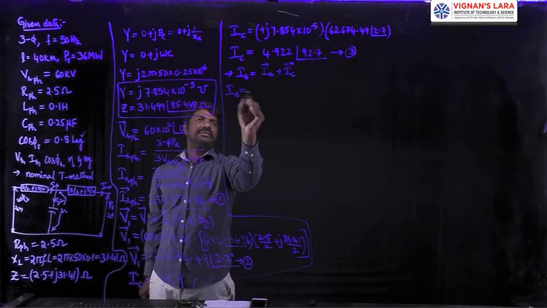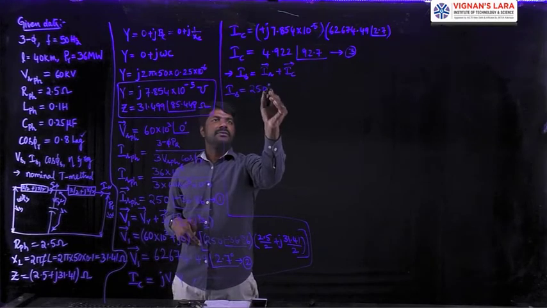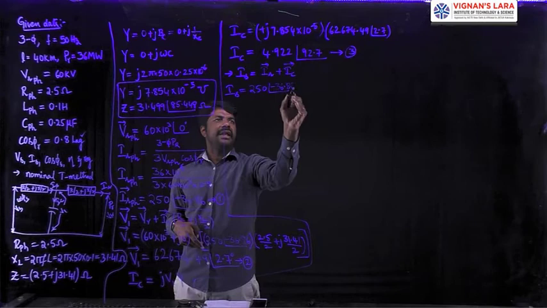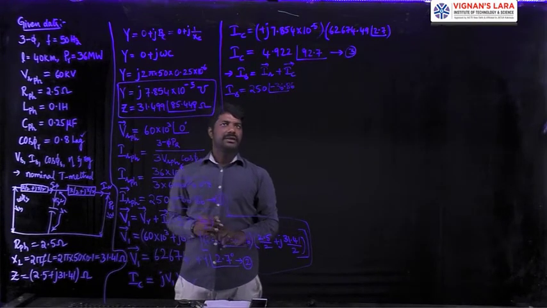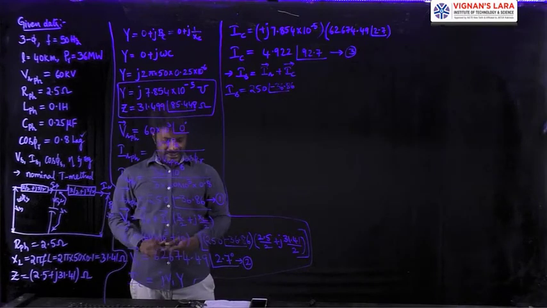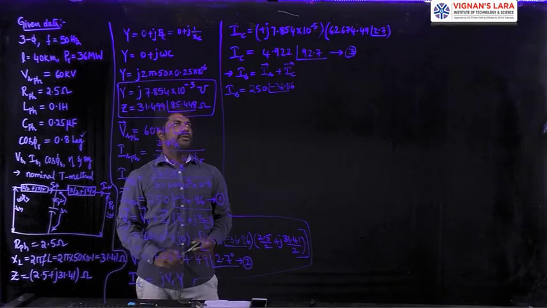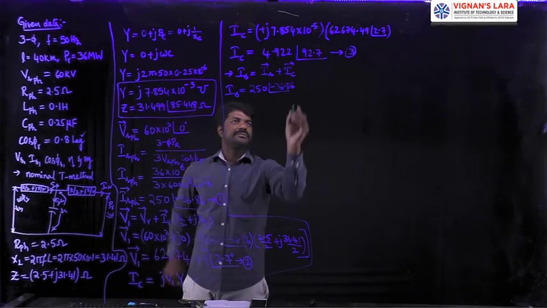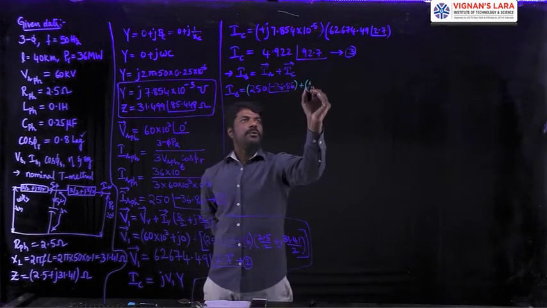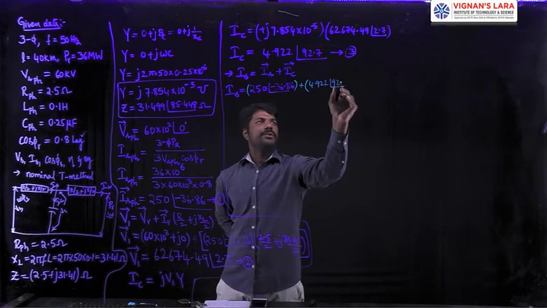So that IS is equal to IR value 250 amperes, which is a lagging quantity, at an angle minus 36.86. Okay, so that lagging current 250 amperes is to be added with the leading current. What is the leading current? 4.922 amperes, making an angle of 92.7 degrees.